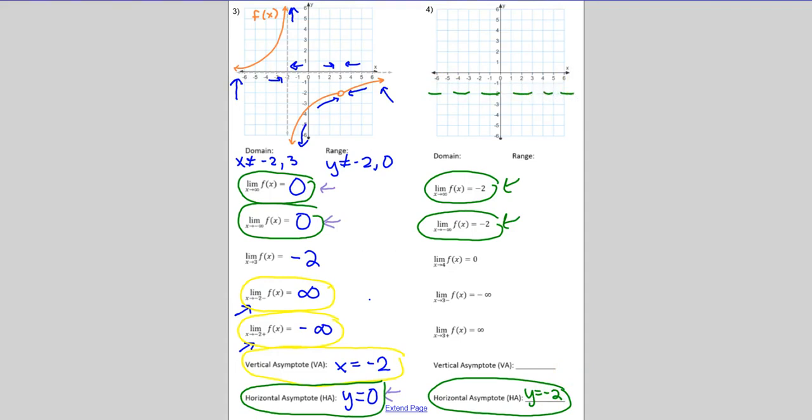Okay, and then look at the things I circled in yellow. For problem number 3, those two limits correspond to the vertical asymptote. So notice that to the left of 3, the graph is heading down toward negative infinity, and to the right of 3, the graph is heading up toward positive infinity. So that means that x equals 3 is a vertical asymptote. So we can sketch that in as well.